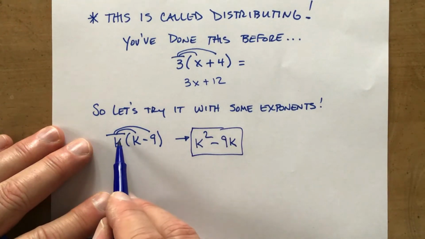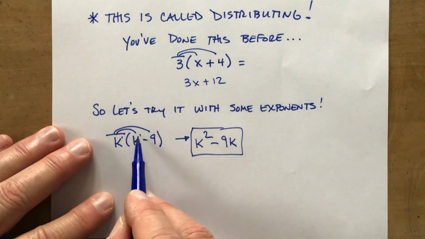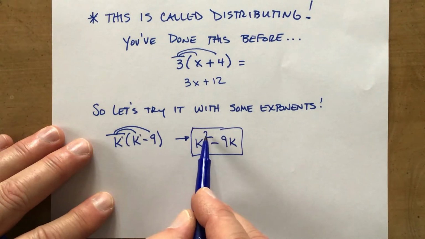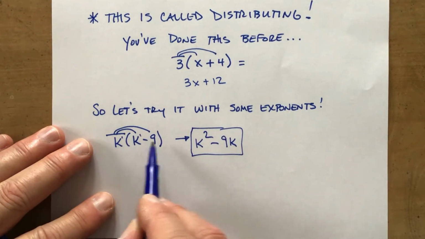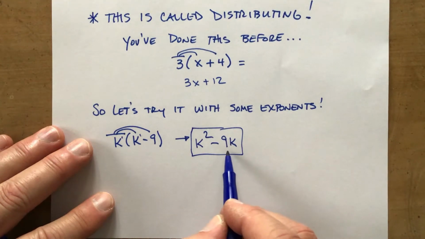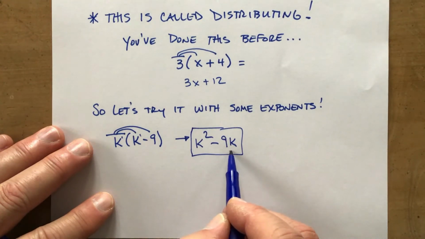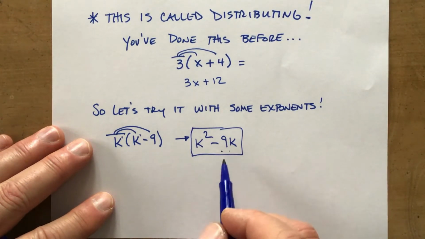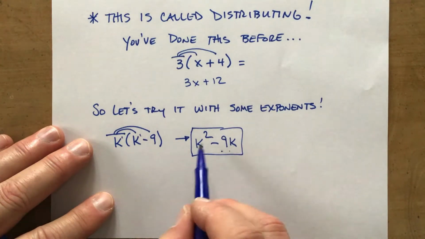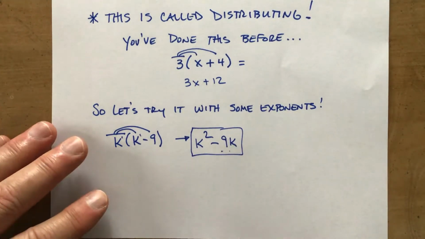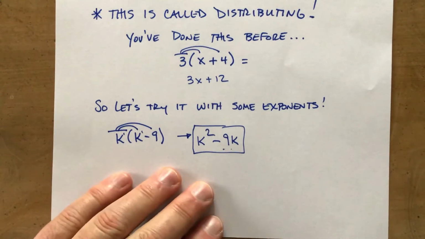Because again, the exponents are 1 and 1, and 1 plus 1 is 2. And when we say k times 9, remember that we always write the coefficient first. We don't write it k9. That's a dog. So k squared minus 9k. All right? Not anything too crazy.